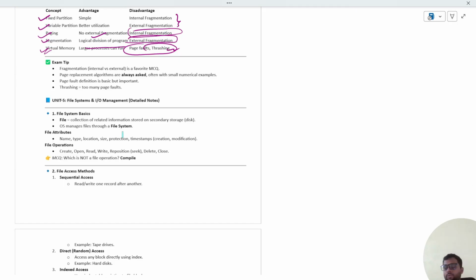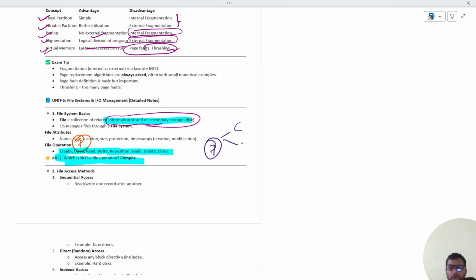A file is any information that is stored in the secondary storage. Any information stored in the secondary storage is known as a file. There are basically 7 types of operations that can be performed on files. These 7 operations are: create, open, read, write, seek, delete, and close. Compile is not an operation of a file. So only 7 types of operations are there.